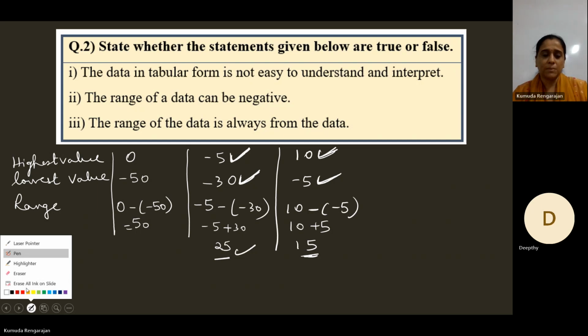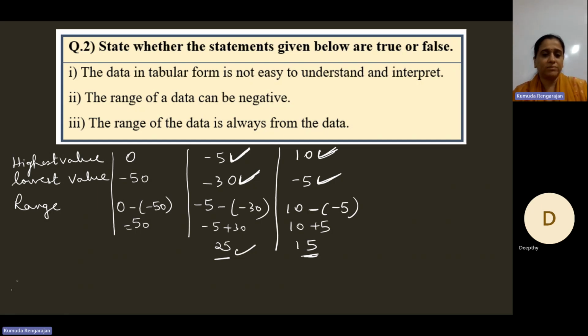Yes or no? It need not be. The data in a tabular form is not easy to understand and interpret. False. It is easy to understand and interpret when it's in the form of a table. The range of a data can be negative. False. It cannot be negative. It's positive or it can be zero also. We'll not discuss that now, but it can be zero or positive. The range of the data is always from the data. No, it need not be from the data. It can be away from the data also.